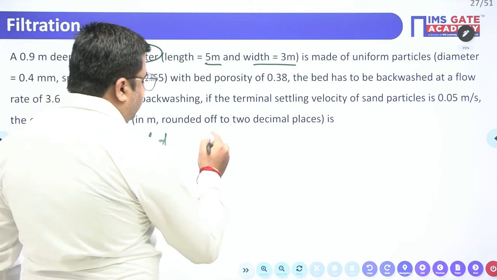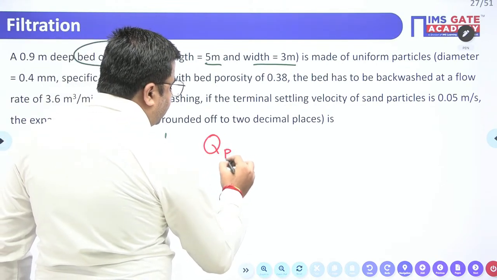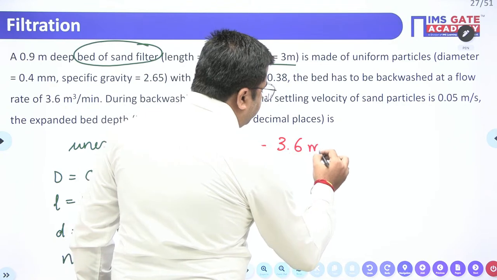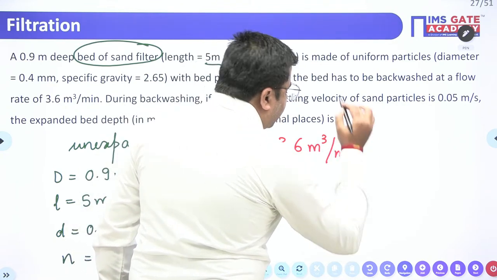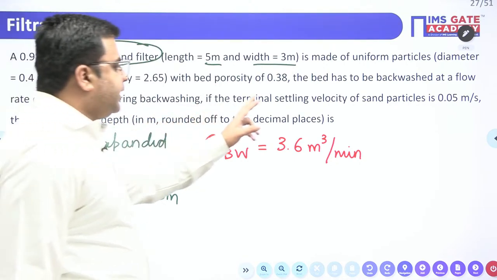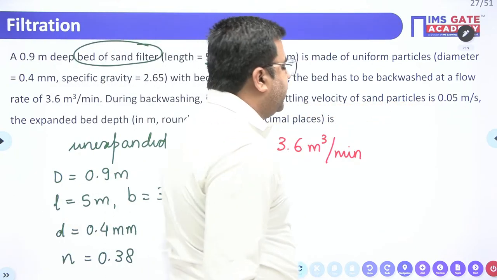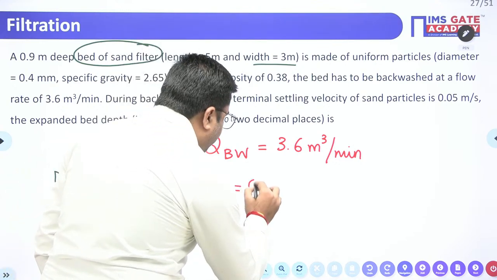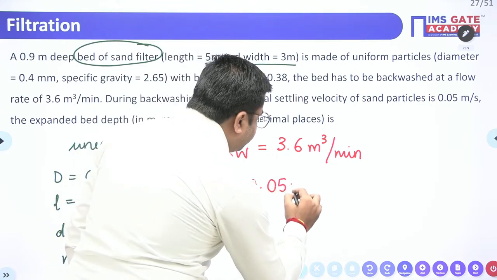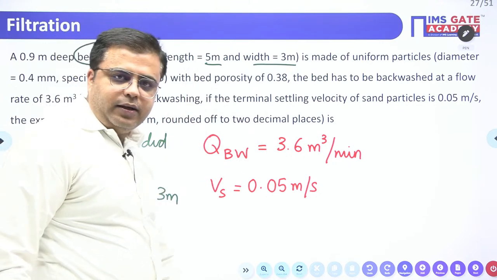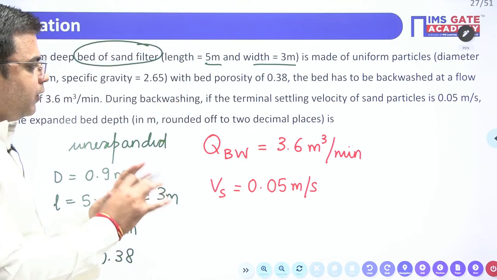So we are given the backwash discharge. This backwash discharge is 3.6 meter cube per minute. During backwashing, if the terminal settling velocity of the particles is 0.05, we are given the settling velocity of the particle during backwashing, that is 0.05 meter per second, right? The expanded bed depth in meter rounded off to 2 decimal places will be, right? So you have to calculate the depth of the expanded bed, right?